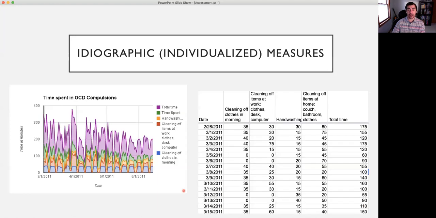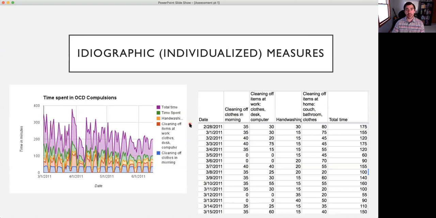There's also idiographic measures, and these are individualized measures where we don't necessarily have a comparison to what would be good or bad or high level or low level, but we are able to say what is the norm for this client and what signifies improvement for this client. So this is an example from some work, again, that I did with that same client that I just showed.